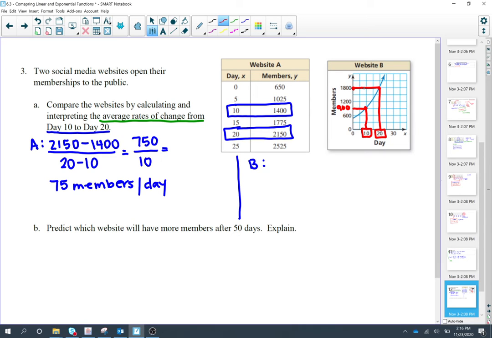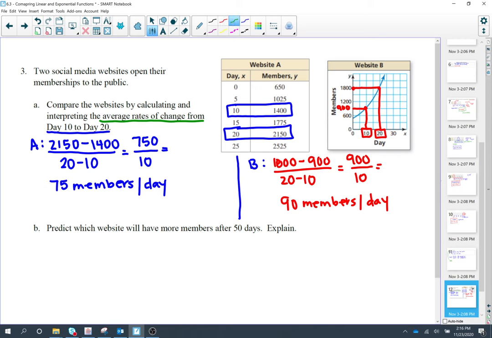Same idea. I had 1,800 members minus 900 members, over 20 minus 10. So over the course again of 10 days, I take 1,800 minus 900, which is 900, which gets me 90 members per day.